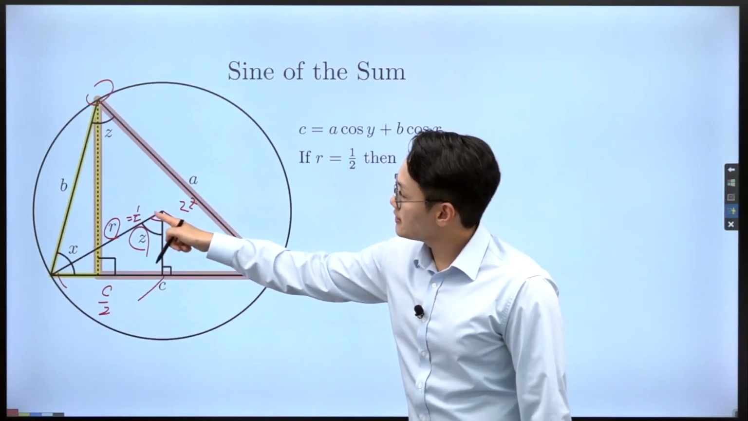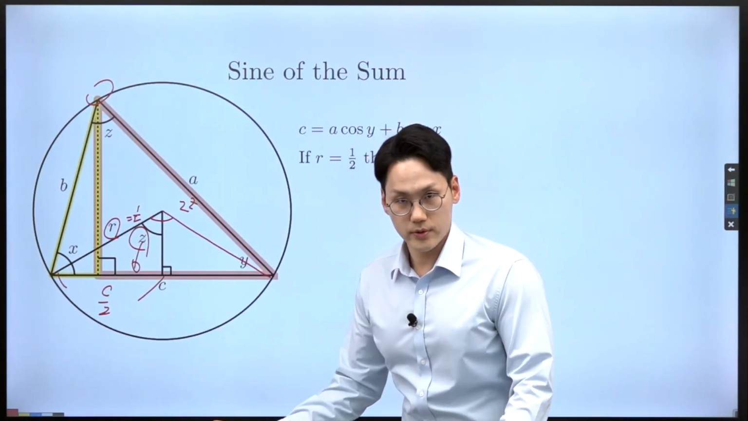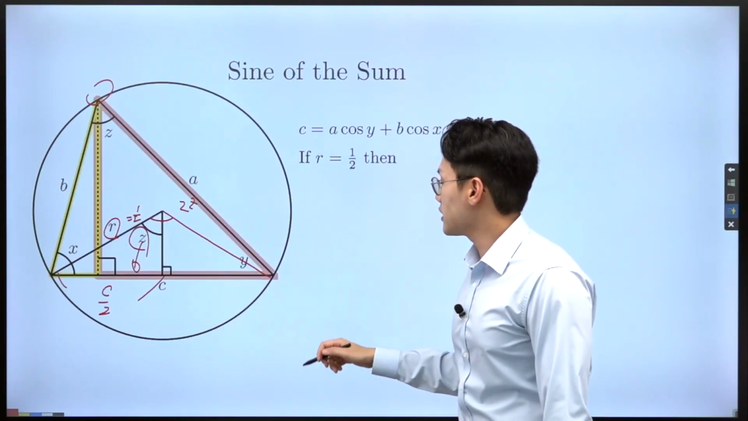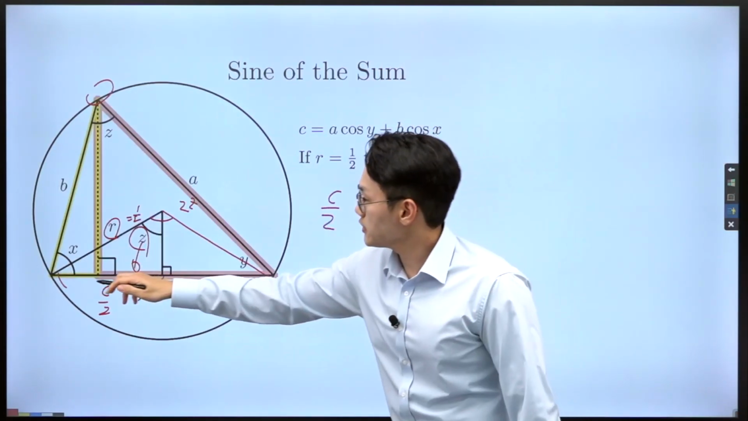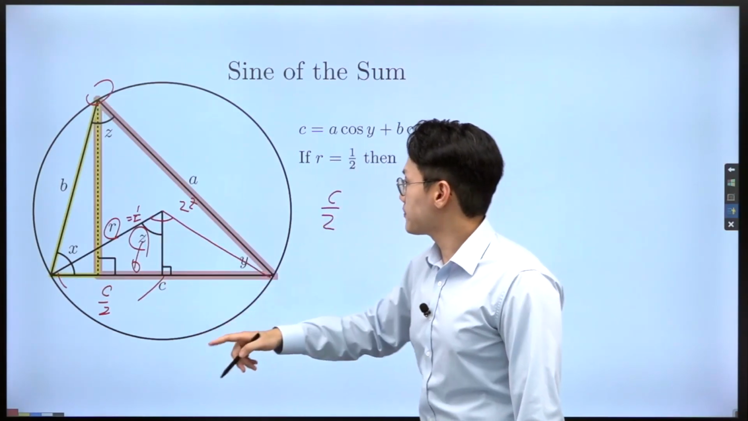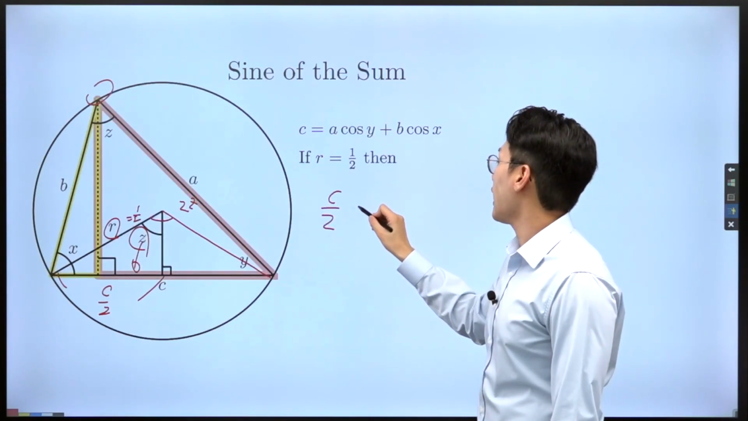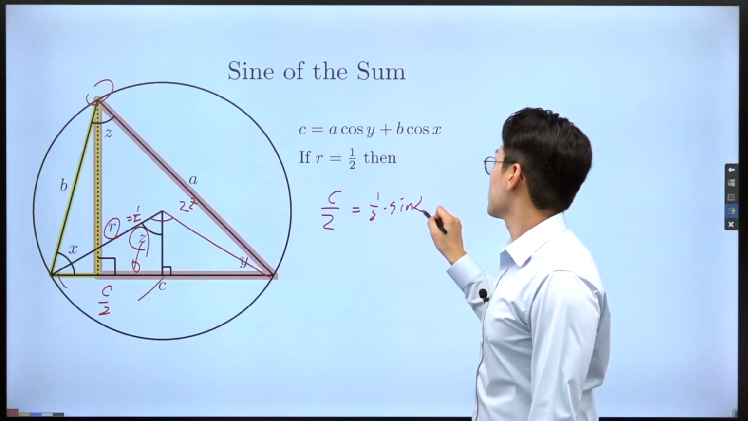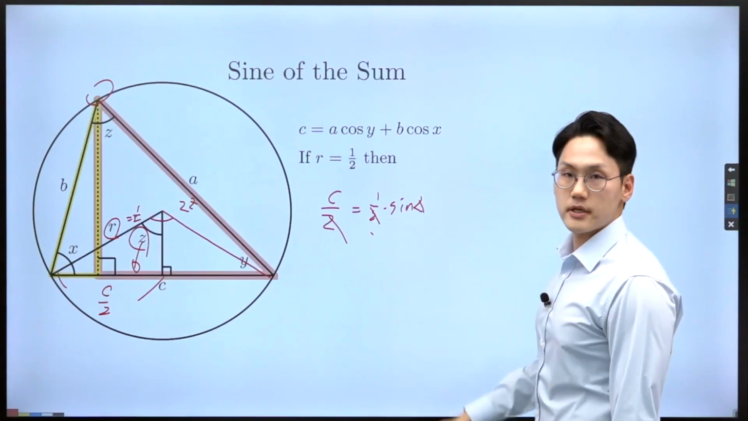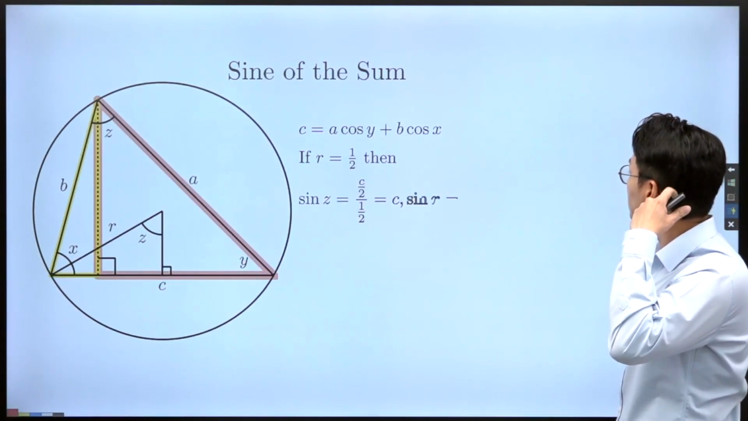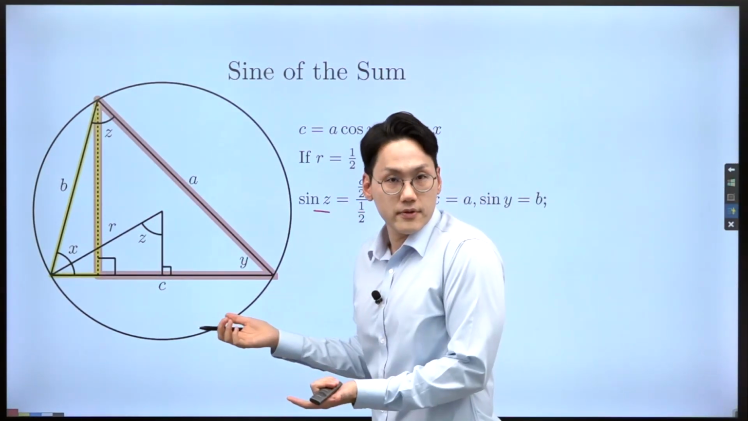So now, this opposite from Z, which will be associated with the sine, can be computed as the following. So C over 2, the opposite, it's going to be the product of the hypotenuse, in this case half, times the sine ratio. So you can cancel out the 2, then C becomes sine Z, no problem. Okay? So C is sine Z, and you can do the same thing on the other.